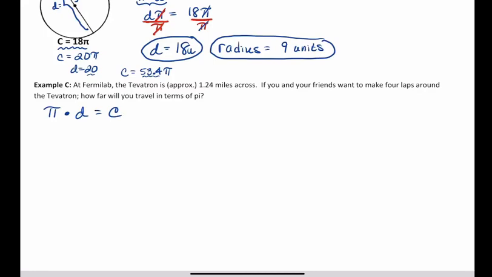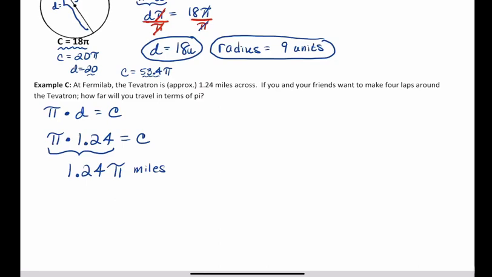It says that the Tevatron is approximately 1.24 miles across. Now that sounds like it's describing the diameter. So we're going to do pi times 1.24, and then we're going to make that equal to the circumference. I know this seems too easy, but it is this easy. Pi times 1.24 is going to be 1.24 pi. So I'm going to put 1.24 miles. That's what that is, 1.24 pi miles.